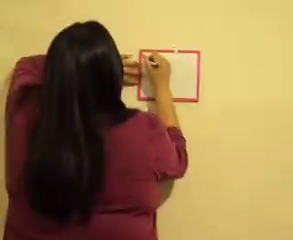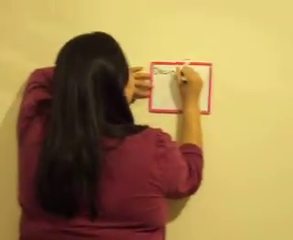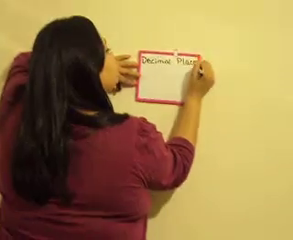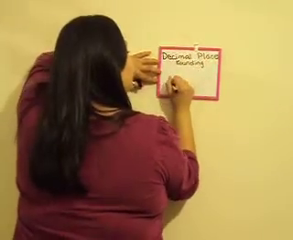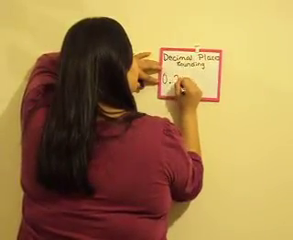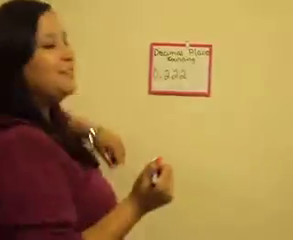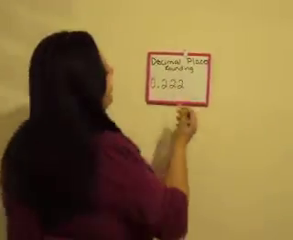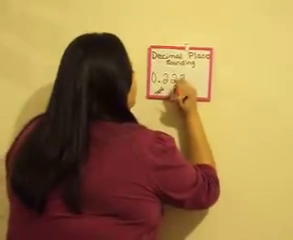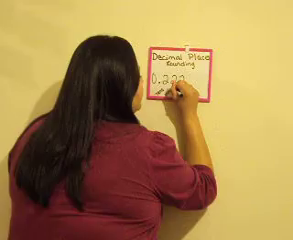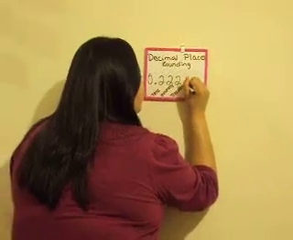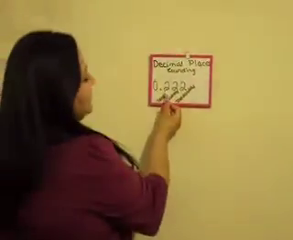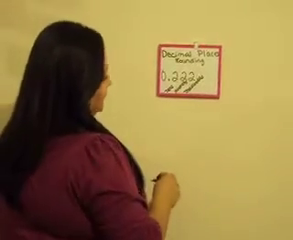Today we're going to be doing a lesson on decimal places and rounding. First of all, the first number after the decimal point would be your tens place, then your hundredths place, then your thousandths place. This is the tens, this is the hundredths, and this is the thousandths.